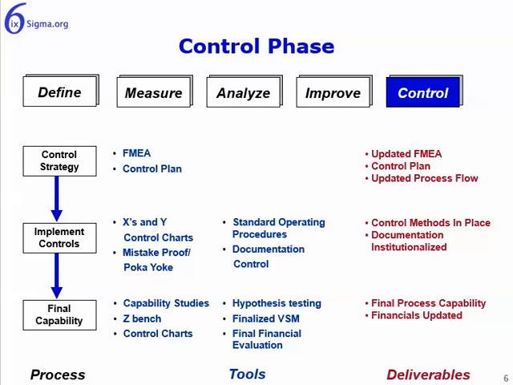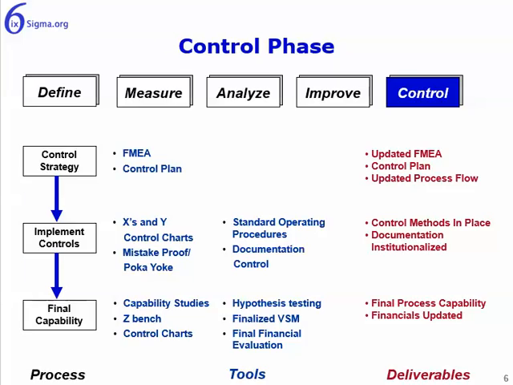And then finally, the capability is a final process capability. To what extent now does the process perform relative to the intentions of the team or the organization? And then we've got any financials that need to be updated as well.